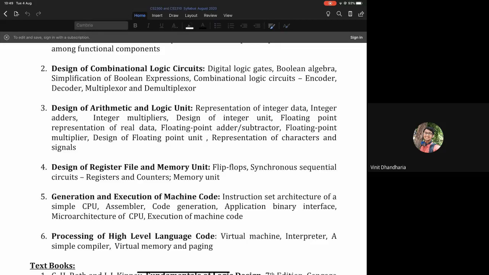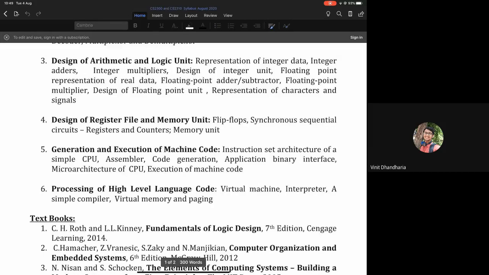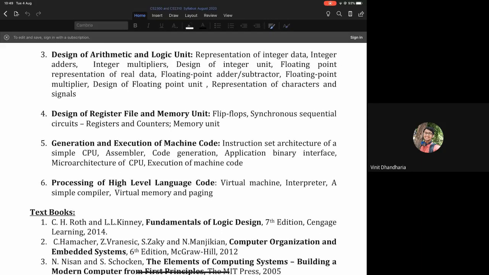At the end of the course, we'll try to understand how we generate the machine code from a higher level language code, and then how we execute this machine code. For that, we'll understand the basic structure of a simple CPU, then how to generate the machine code binary representation from the machine instructions, then how we generate the machine code itself from the higher level language code, then what is known as the application binary interface. We'll come back to that later.